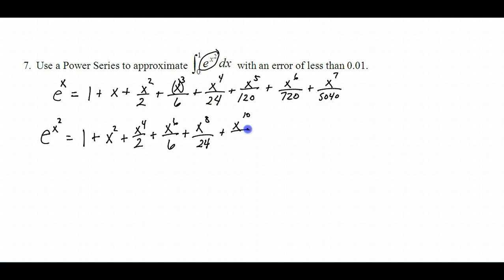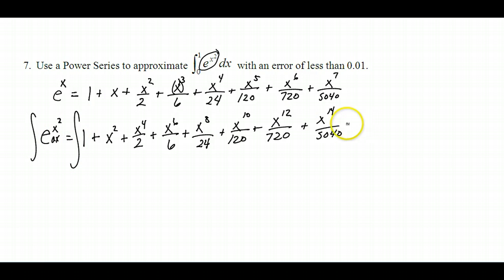X to the 10th over 120, plus x to the 12th over 720, and I guess x to the 14th, if we need to go that far, over 5040. You probably don't have to be that extreme with things, but we wanted to integrate this. If I need more terms, I can put more terms in, but I only have to be accurate to within 1/100th. So if I have a denominator of 5040, I'm probably going to be okay.